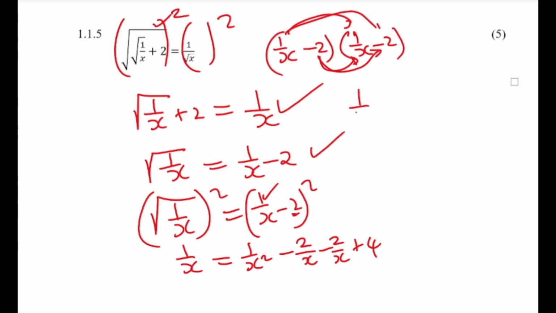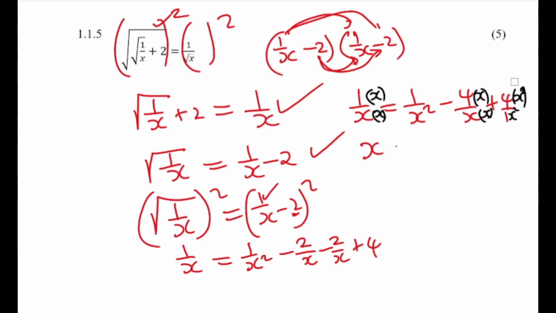Okay, so we remain with 1 over x is equal to 1 over x squared minus 4 over x plus 4. Let's say plus 4 over 1. Okay, then the LCD is what? Is x squared. So we multiply by x, we multiply by x so that we get x squared. Do the same thing there. Multiply by x, then multiply by x squared, multiply by x squared, like that. Okay, then once the denominators are the same, you can drop them, and then you remain with x is equal to 1 minus 4x plus 4x squared.